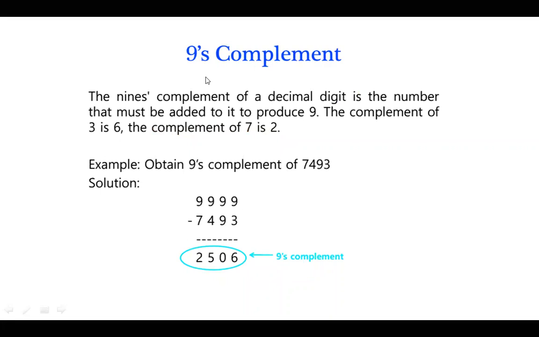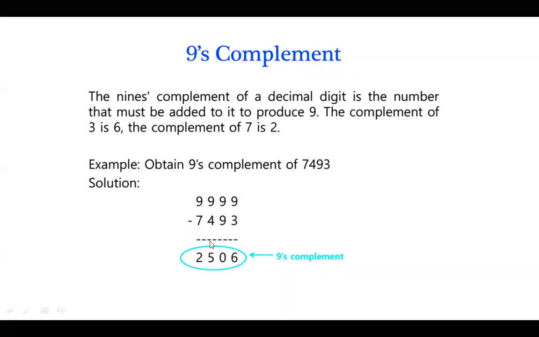Now what is 9's complement? The 9's complement of a decimal digit is the number that must be added to produce 9. The complement of 3 is 6, the complement of 7 is 2. So what is the number that must be added to give you the number 9, 9's complement? So 9's complement will be 9999 minus this one. So this is the 9's complement.